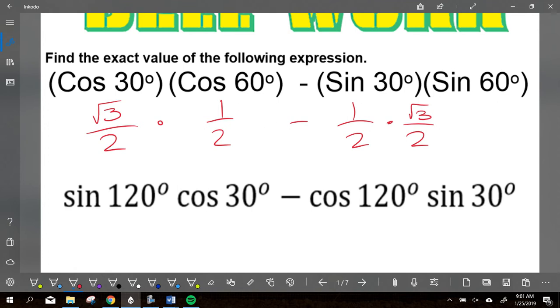Okay, so I have square root of 3 over 2 times 1/2 minus 1/2 times square root of 3 over 2. What's that going to get me in the end? That gets me 0. Okay, cool. 0.